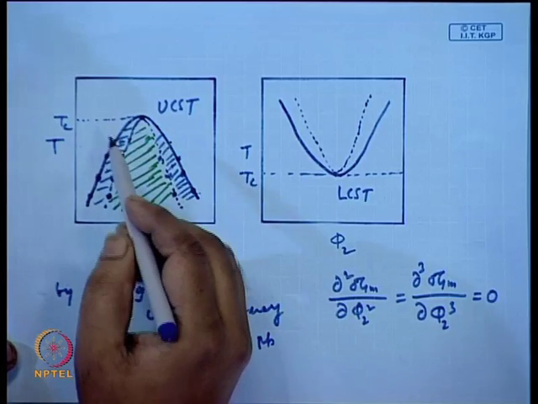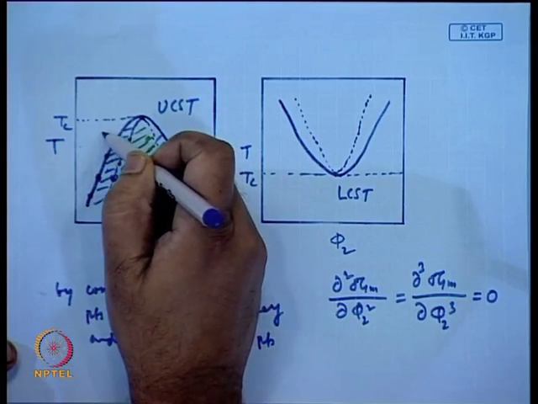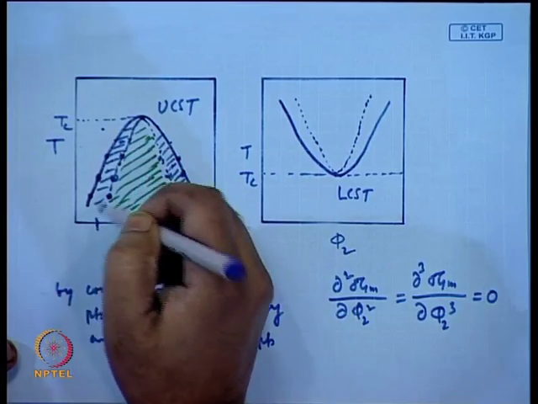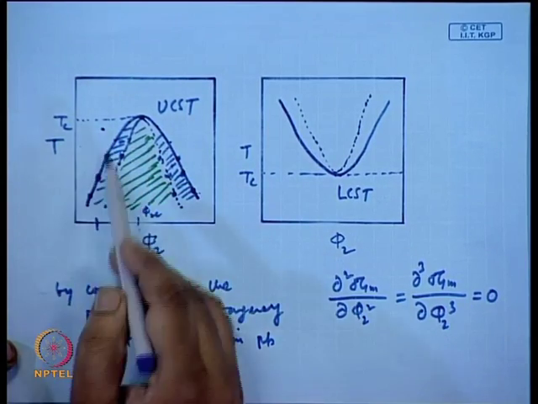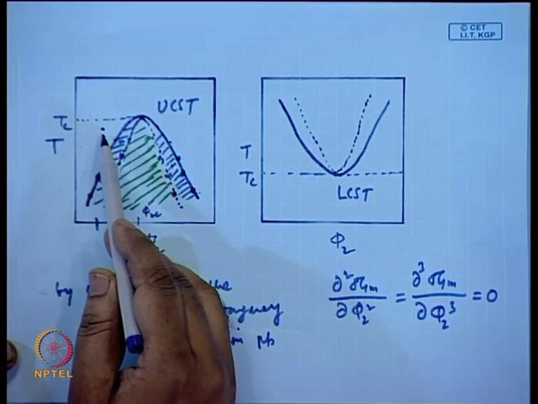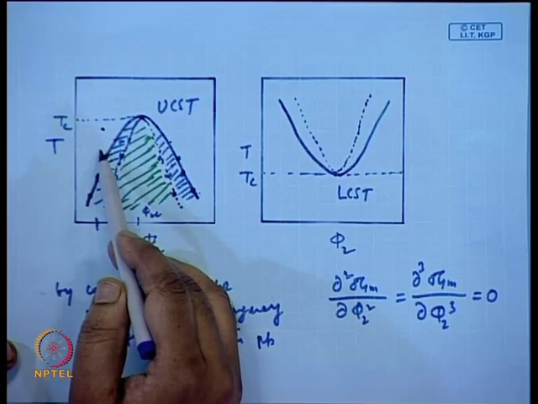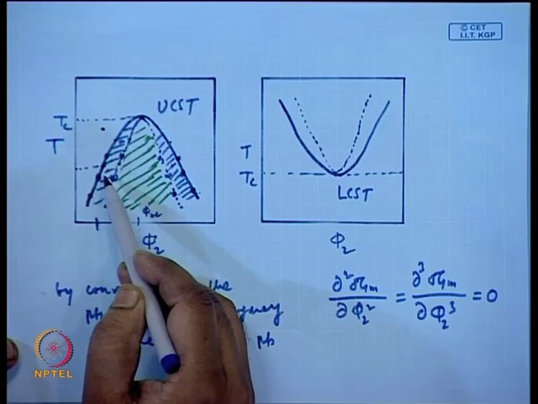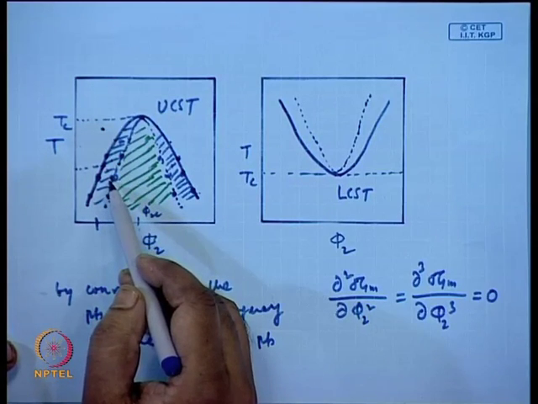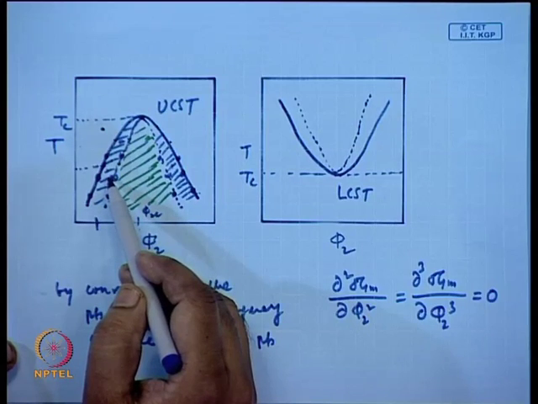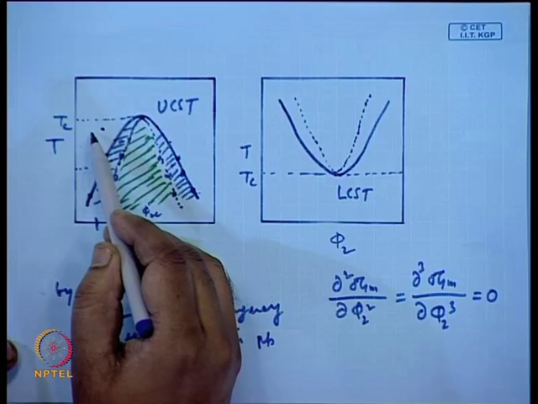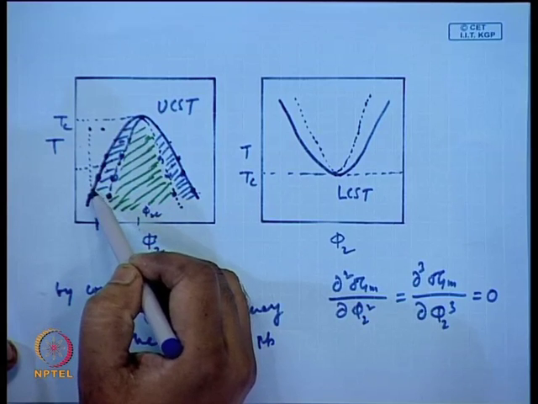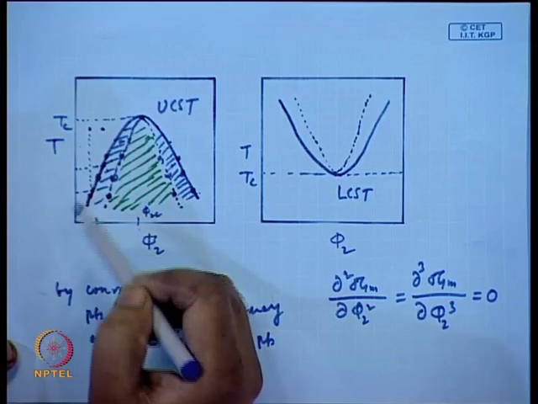Now, if you start from a point here, a composition corresponding to this, obviously this is a single phase system, soluble. If you cool the temperature, at this temperature they will start precipitating. They will start forming a two phase system, because though it is metastable, it is thermodynamically unstable. Similarly, if you start from this composition, then they will start precipitating at this temperature.